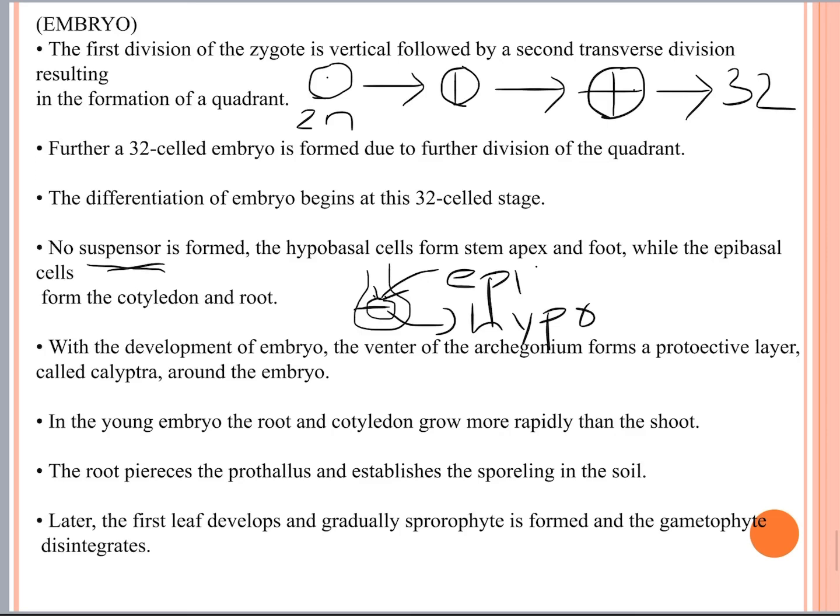In the young embryo, the root and cotyledon grow more rapidly than the shoot. Once the root grows, it pierces the prothallus, meaning it comes out of the gametophyte and establishes the sporophyte in the soil. Later, the first leaf develops and gradually the sporophyte is formed and the gametophyte disintegrates. Now the sporophytic generation begins again.